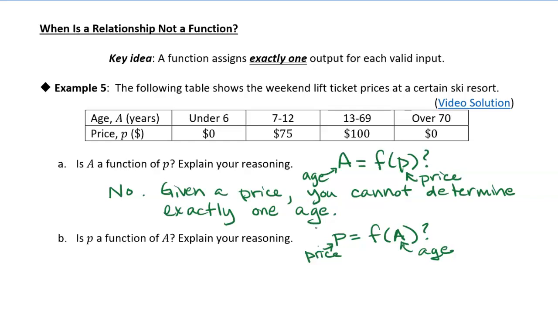Yes, you can, right? If I tell you how old I am, you could tell me, I'm not over 70, I'm somewhere between 13 and 69. You could tell me, okay, yeah, you're going to pay $100, right? So this is, P is a function of A, right? And the reason is that I can give you an age and you can tell me exactly one price.